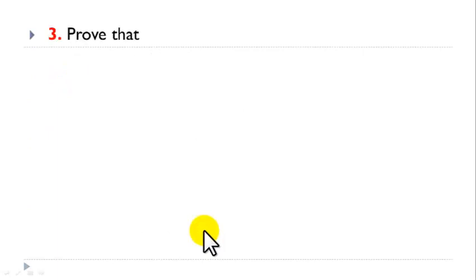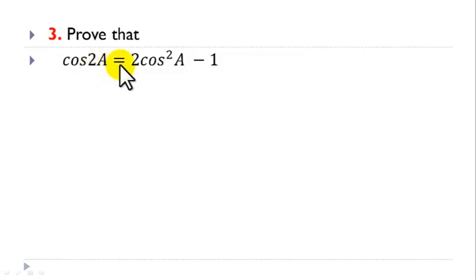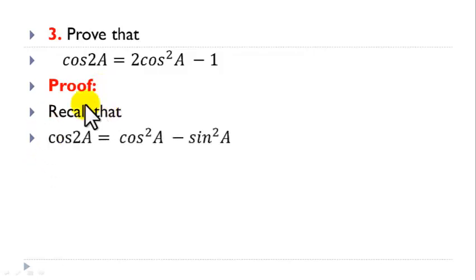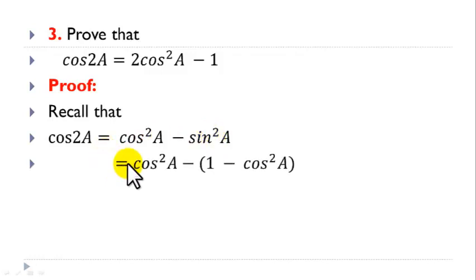3. Prove that cos 2a is equal to 2 cos squared a minus 1. Proof. We recall that cos 2a is equal to cos squared a minus sin squared a from number 2. Again, by fundamental identity, sin squared a is equal to 1 minus cos squared a. So therefore, cos 2a is equal to cos squared a minus, in bracket, 1 minus cos squared a.